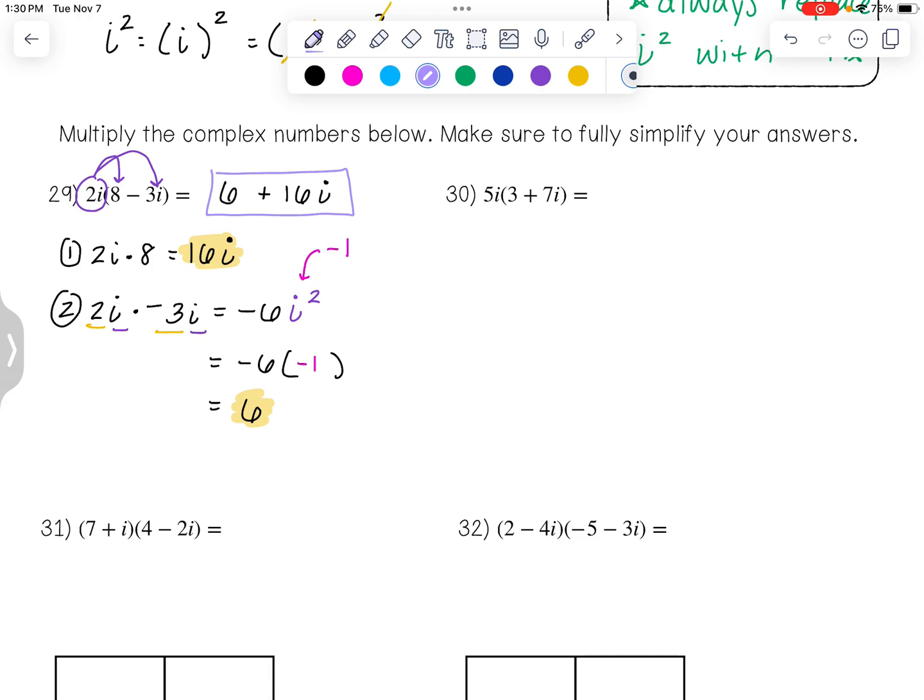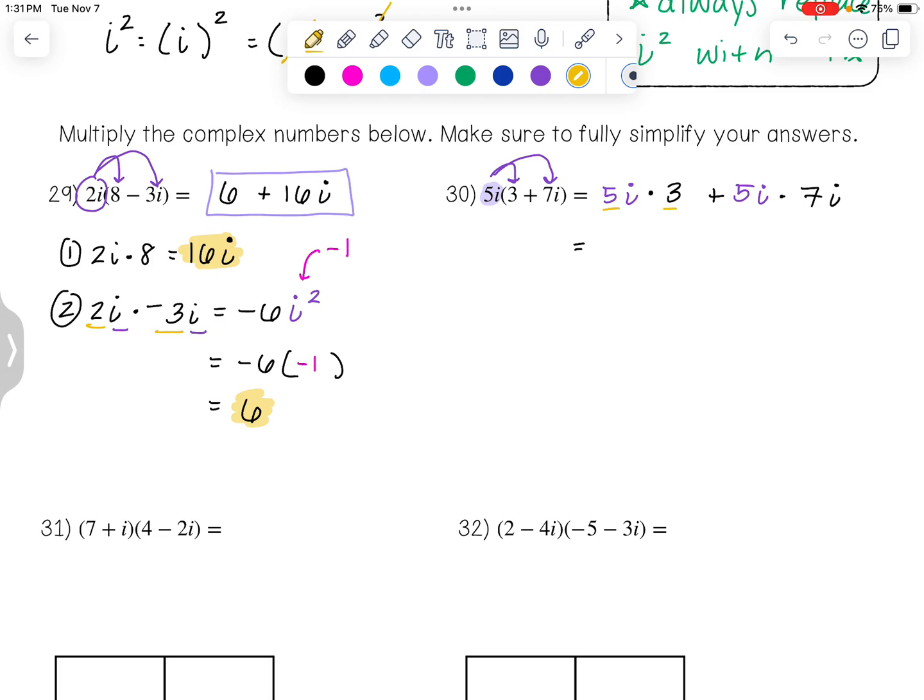When we go to do number 30, we're going to do the exact same thing. I'm going to write it out a little bit different here just to show a different way to show your work. So I'm going to take my 5i and I'm going to distribute it to both parts. I'm going to do 5i times 3, and then add it to 5i times 7i. Showing our distributing that way.